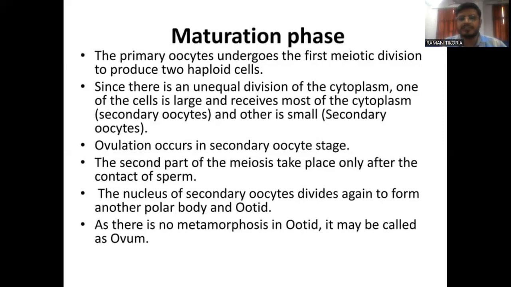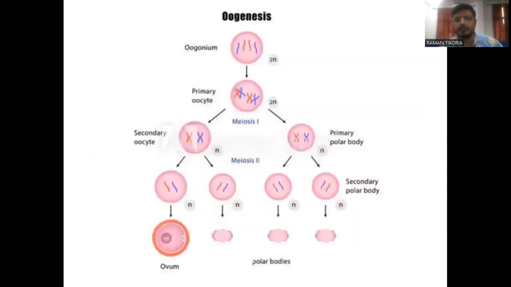Ovulation occurs at the secondary oocyte stage because, as I explained earlier, meiosis 2 is not completed. The second part of meiosis takes place only after the contact of sperm, right? The nucleus of the secondary oocyte divides again to form another polar body and an ootid. As no metamorphosis occurs in the ootid, it may be called an ovum.